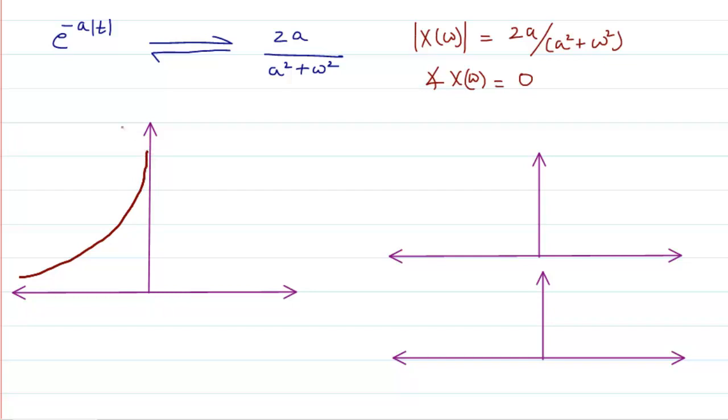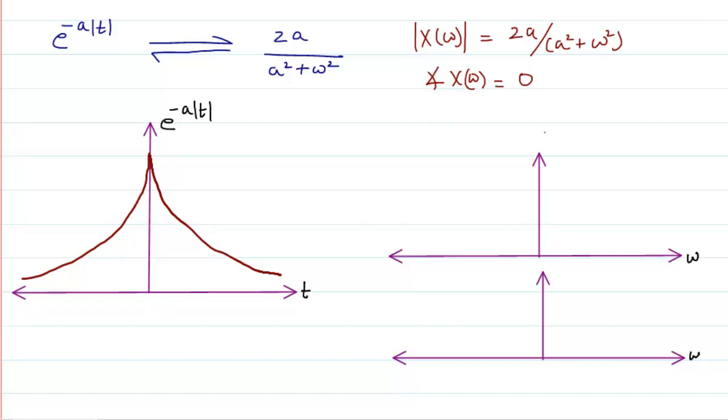So I will draw it like this, and on the other side, the other decaying function, I will draw it like this. So it's a double-sided decaying function in time. So this is e raised to power minus a magnitude of t.